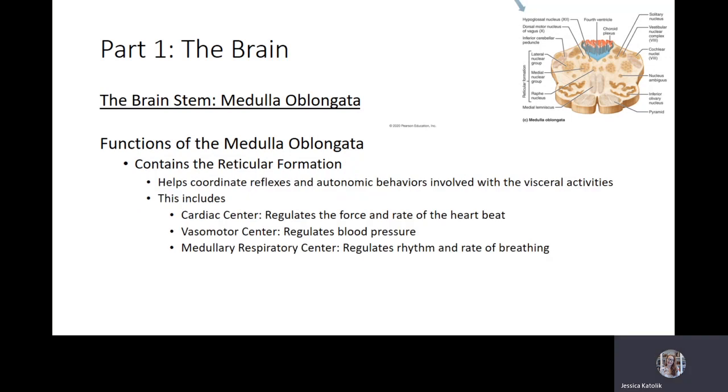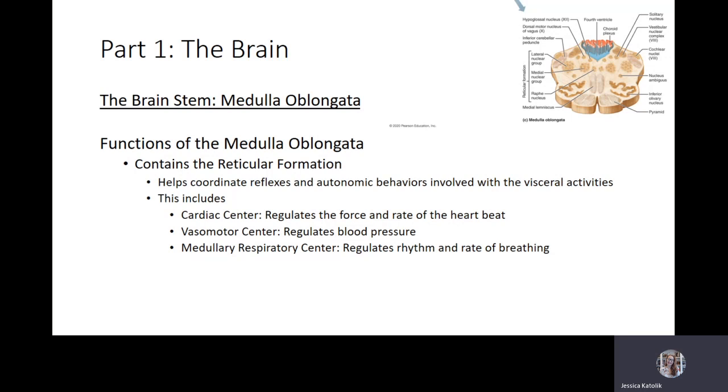The last important thing that the medulla oblongata does is control and coordinate life-sustaining reflexes. The medulla oblongata has a region called the reticular formation. And the reticular formation is going to contain the cardiac centers, the vasomotor centers, and the respiratory centers, which will all maintain life-sustaining properties. The cardiac center will regulate the force and rate of our heartbeat. The vasomotor center will control our blood pressure by controlling the smooth muscle within our blood vessels. And the respiratory center will regulate the rhythm and rate of our breathing.